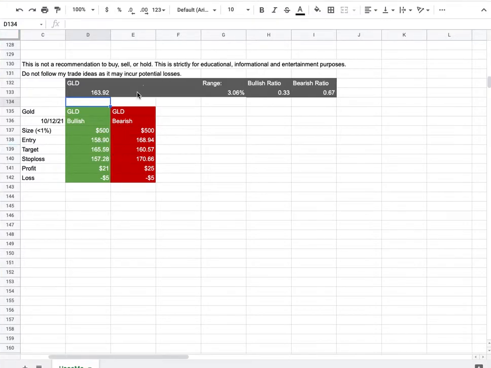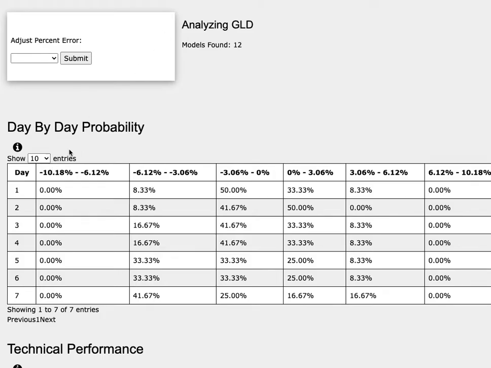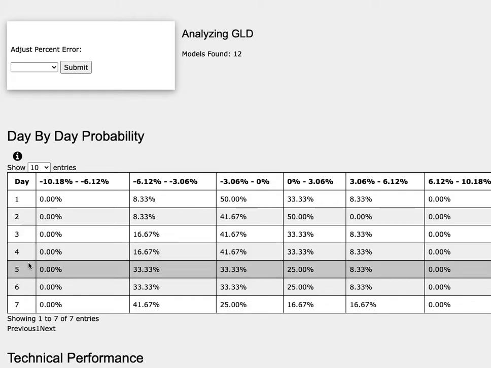So how did I develop these trade ideas? It all comes from the day-by-day probability model. As we progress to the 5th day or week of trading, gold futures has a 25% chance to climb between 0 to 3%, an 8% chance to climb between 3 to 6%. To the downside has a 33% chance to fall between 0 to negative 3%, and a 33% chance to fall between negative 3 to negative 6%.